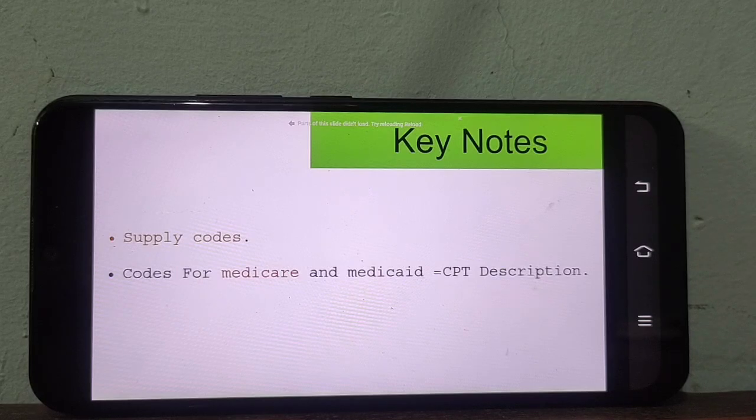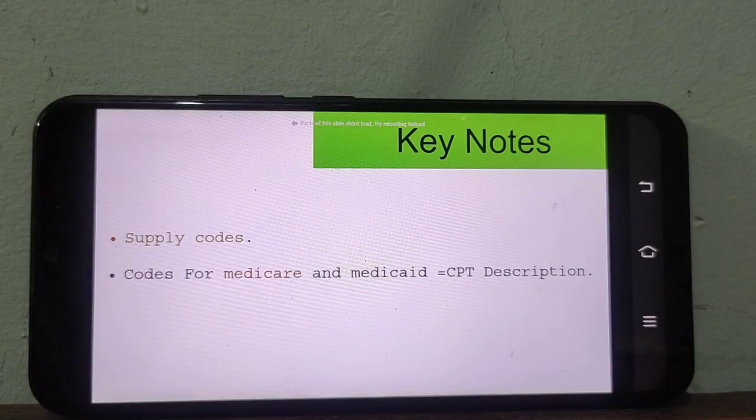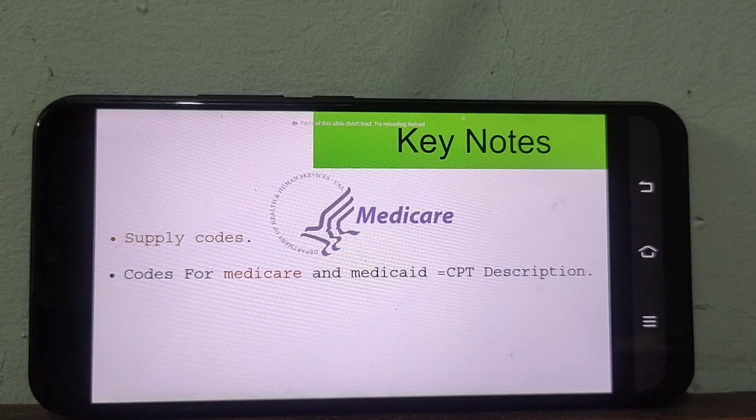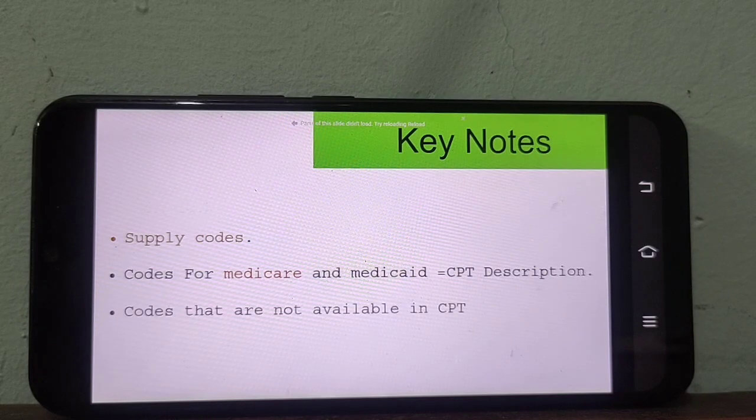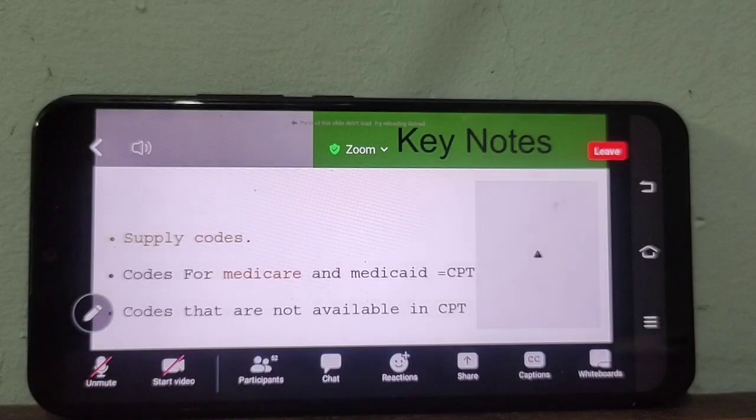This HCPCS code can be reported for both Medicare and Medicaid patients. We can report the HCPCS code for the material, the cost of the material, the cost of the syringe, the cost of the medicine. For the cost of the material, we have to apply the code from HCPCS. These codes are not present in our CPT book. We have a separate book. I think everybody knows that this is the HCPCS book.